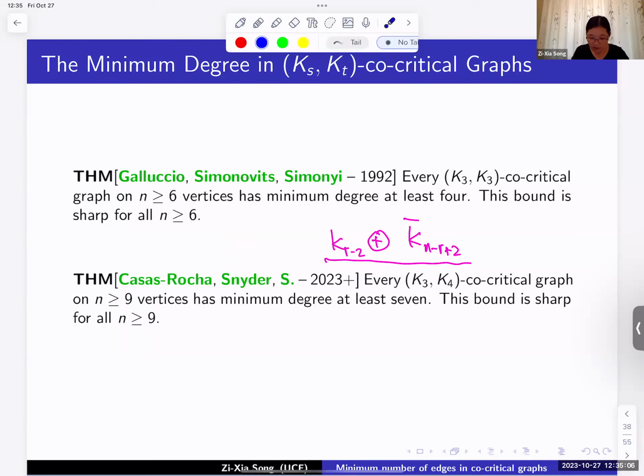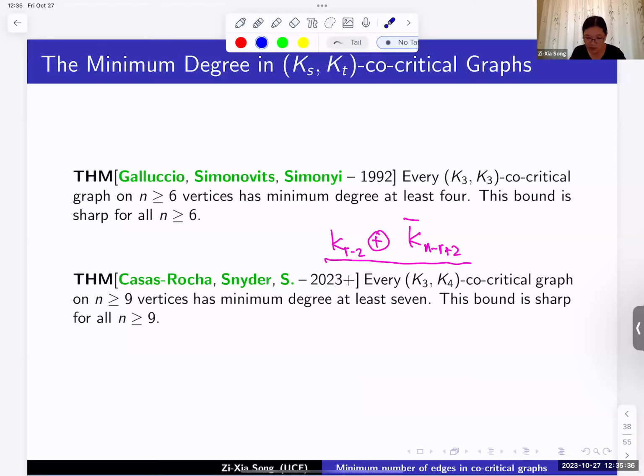Just now, this summer with my undergraduate students, Casas, Rocha and Schneider, we can extend this one to K3, K4. We actually did more. We should be able to put our paper on arXiv next week. So we can prove the next one. Now, we didn't try K3, K5. We would like to see if we can generalize.